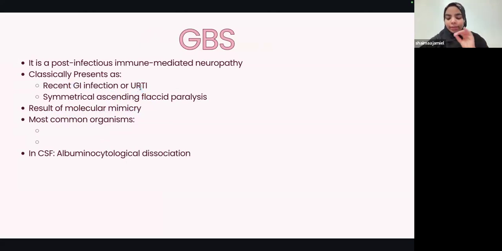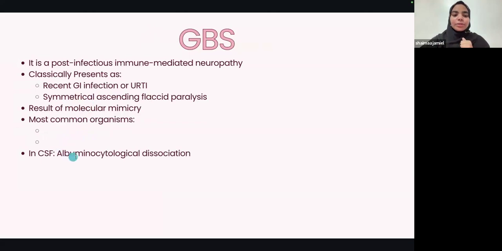It's a result of molecular mimicry, which means that you get an infection, either GI or upper respiratory tract, and the immune system produces antibodies against it. These antibodies can also attack the myelin sheath because it has something similar to the antigens of the bacteria or the virus. So what's one common bacteria and one common virus that can cause GBS? Campylobacter jejuni, bacteria. Virus, yes, CMV, perfect. CMV is the most common virus, and Campylobacter is the most common bacteria.